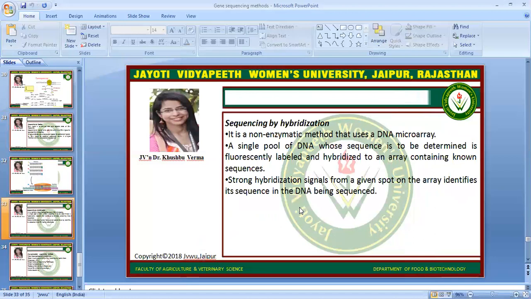Now we will discuss sequencing by hybridization. It is a non-enzymatic method that uses a DNA microarray. A single pool of DNA whose sequence is to be determined is fluorescently labeled and hybridized to an array containing known sequences. Strong hybridization signals from a given spot on the array identify its sequence in the DNA being sequenced.